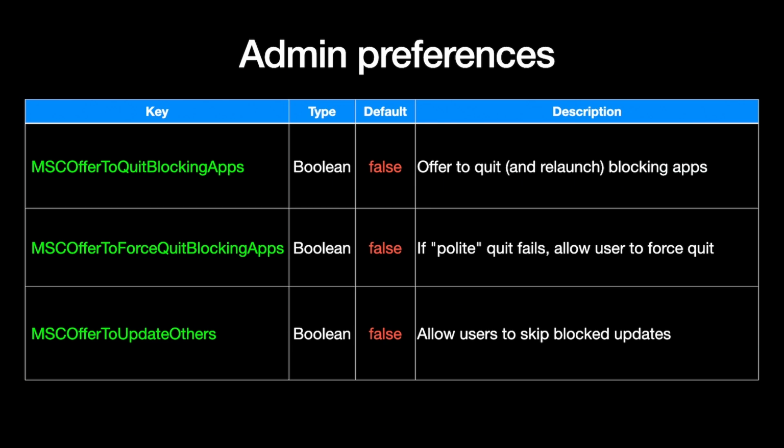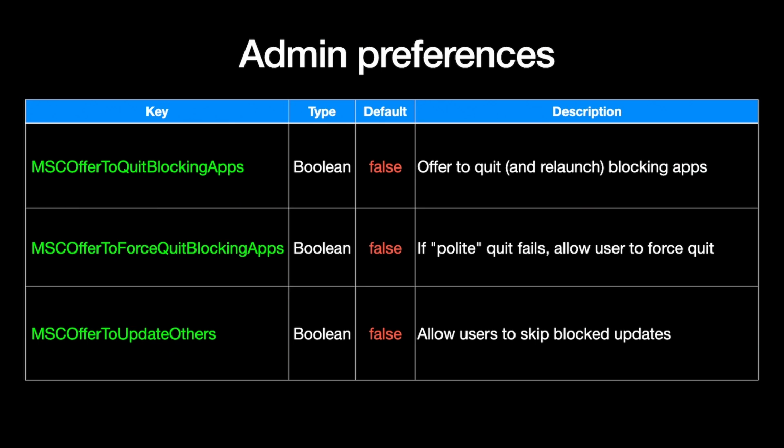And these are the preferences you can use to turn on and configure those new features. So the big new main one, of course, is that top one, offer to quit blocking apps. The force quit one enables that force quit button we just saw, and then the option to update things that aren't blocked, to skip those. You may decide you don't want that.